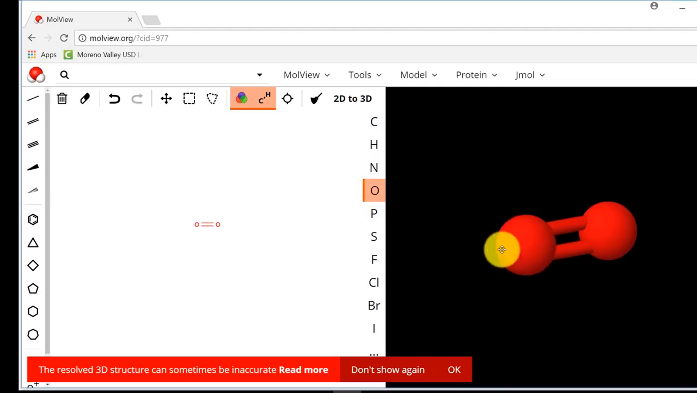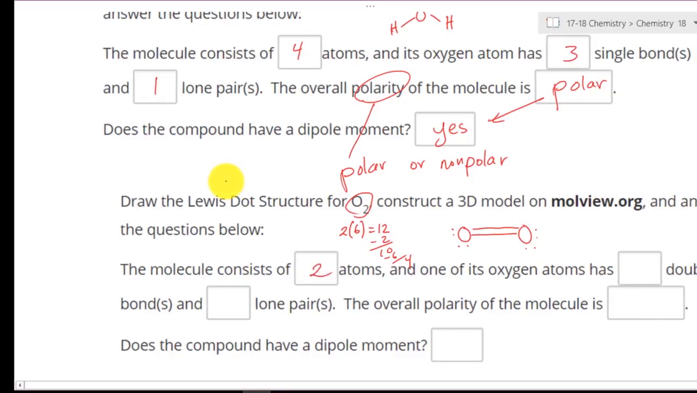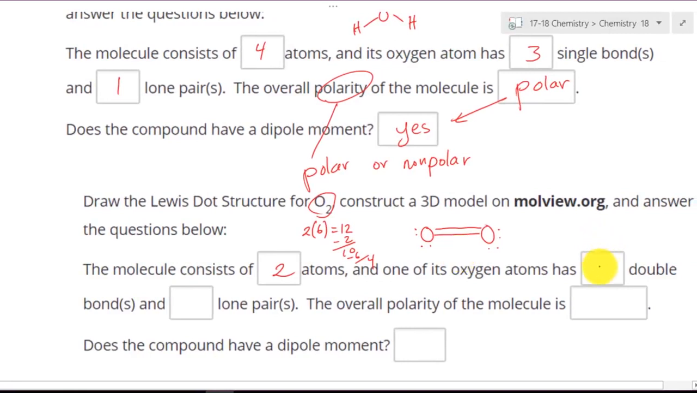And of course, now we can answer this question very easily. The molecule consists of 2 atoms, and one of its oxygen atoms has 1 double bond. And how many lone pairs? 2 lone pairs. The overall polarity of this molecule is non-polar. And does it have a dipole moment? Of course, no. If it's non-polar, it will not have a dipole moment at all.